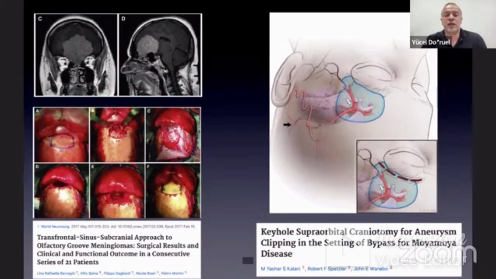Why is frontal sinus anatomy important for us? Like I said, when we are preparing for surgeries, for example aneurysm clipping or bypass with supraorbital craniotomy, or when we approach big tumors like olfactory groove meningiomas, preoperatively studying the patient's specific anatomy is important to tailor our craniotomy and approach.